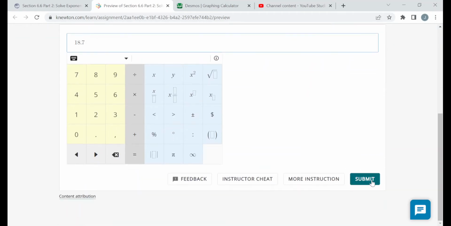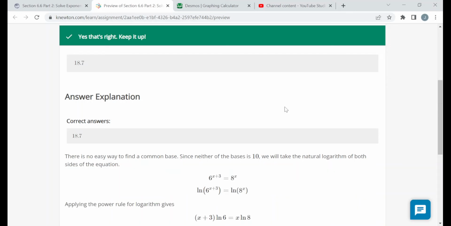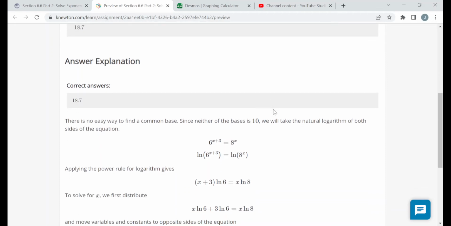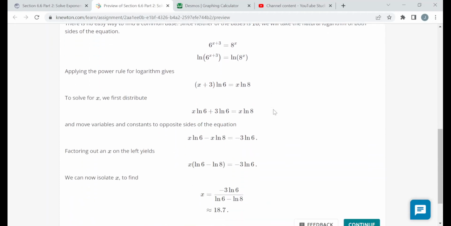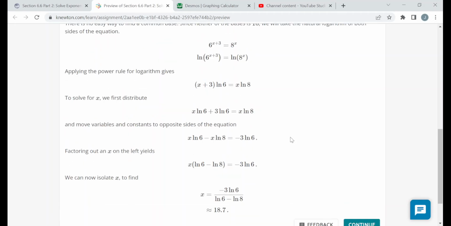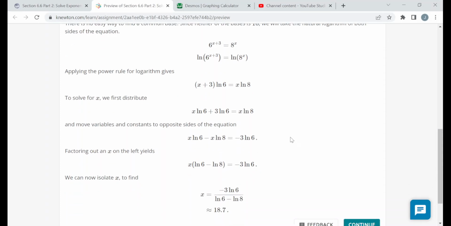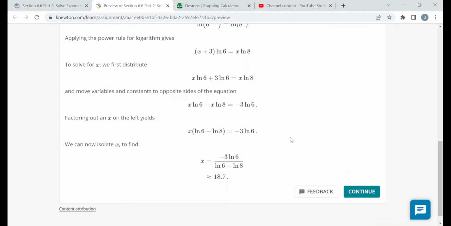All right, and then after you submit an answer, you'll be told if you're right or wrong, and then given some sort of answer explanation. Please read through the answer explanations. See, they're doing the exact same thing I did the first time around. Except they took the x's to the left and subtracted 3 times the natural log of 6 to the right. Read through the answer explanations though, just to make sure you understand why something was right or wrong, and hopefully you can learn from your mistakes for the future. Okay.